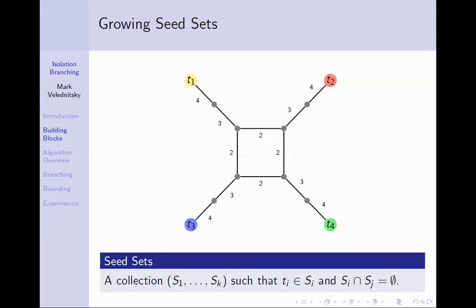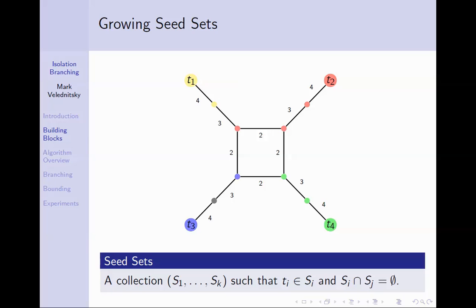So we need a few building blocks in order to explain how our algorithm works. The first is the idea of seed sets. A set of seed sets is a collection of subsets of the vertices such that each subset of the vertices contains exactly one terminal and they are disjoint. In a sense, this is almost a partition. The only property it's missing is that it does not necessarily include all of the nodes. So you can think of it as coloring some of the nodes, but not all of them.